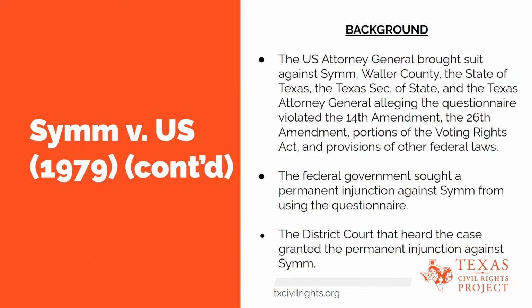There's a special provision in the Voting Rights Act that allows a three-judge district court panel to hear these types of cases, and that's the route this case went through. The district court panel granted the permanent injunction against Sim and, extremely importantly, held that college students had the right to register and vote where they go to school.